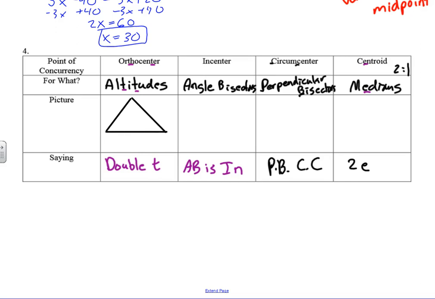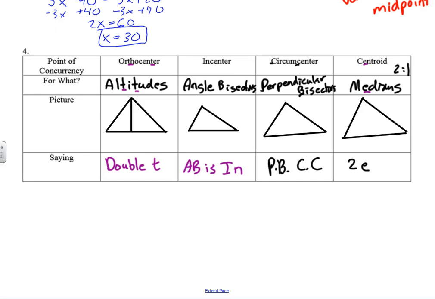We've got our altitudes. Let's do angle bisectors. I'm not going to construct these, I'm just going to sketch them. Circumcenter, and let's get ourselves a centroid over here. So altitudes, perpendicular. So it has to form a right angle. Okay, so there's an altitude. There's an altitude. Just remember that that can happen with the altitude or the orthocenter. It could be in, on, or out.